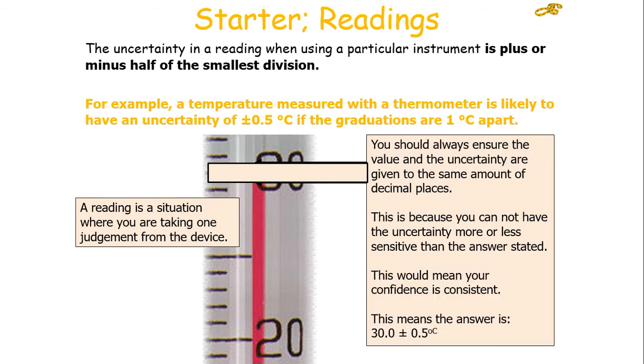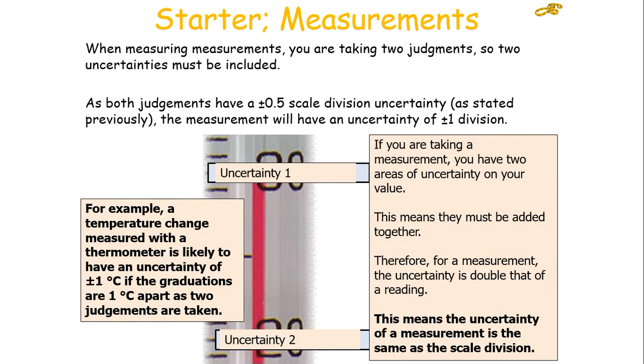Now, you should always ensure that the value and the uncertainty are given to the same number of decimal places. This is because you can't have the uncertainty more or less sensitive than the answer stated, because this therefore means your confidence is then consistent. So actually it should be 30.0 plus or minus 0.5 degrees Celsius.